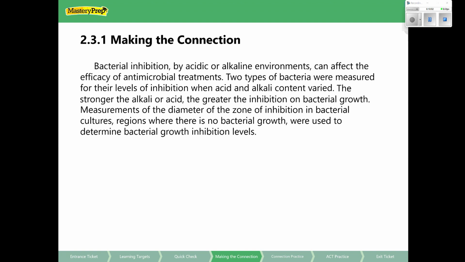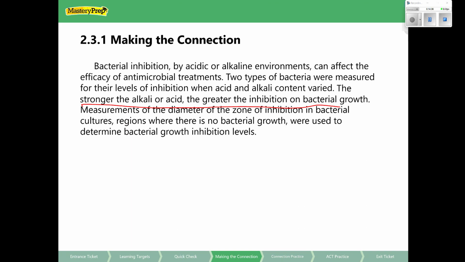So bacterial inhibition by acidic or alkaline environments can affect the efficiency of antimicrobial treatments. The two types of bacteria were measured for their levels of inhibition when acid and alkaline content varied. The stronger the alkaline or acid, the greater the inhibition of bacteria growth. Well, there's our piece of information there. Measurements of the diameter of the zone of inhibition in bacteria cultures, regions where there is no bacterial growth, were used to determine bacterial growth inhibition levels. So the stronger the alkali or acid, the greater the inhibition.